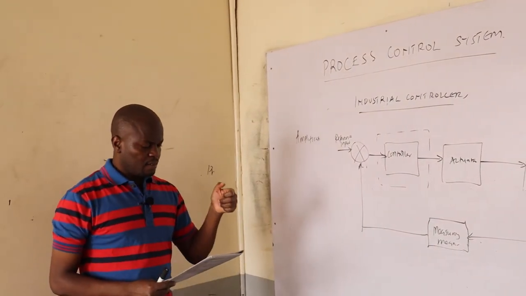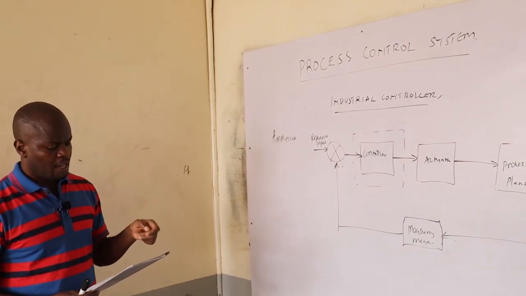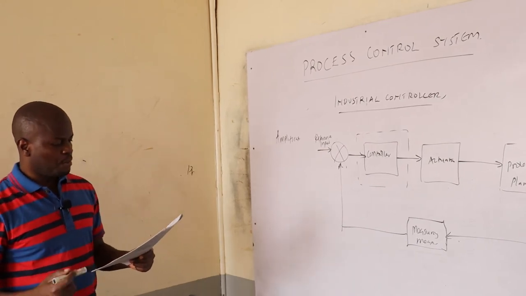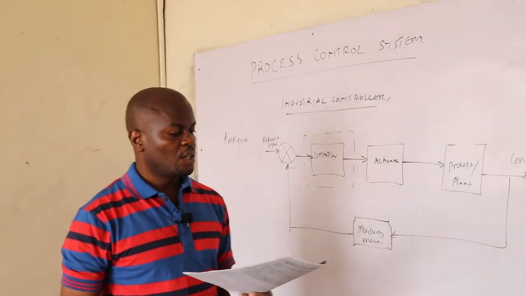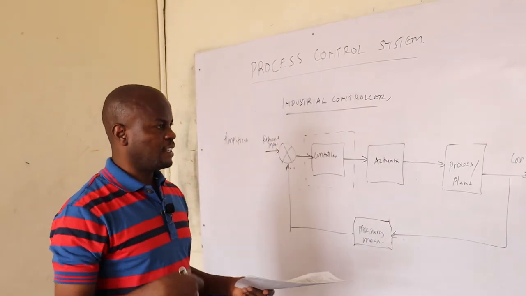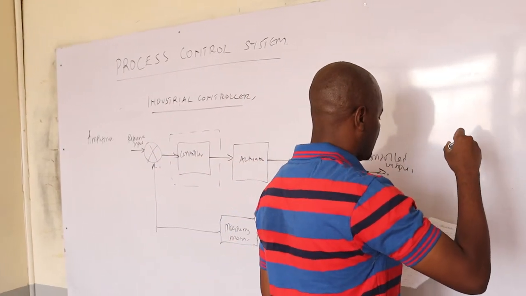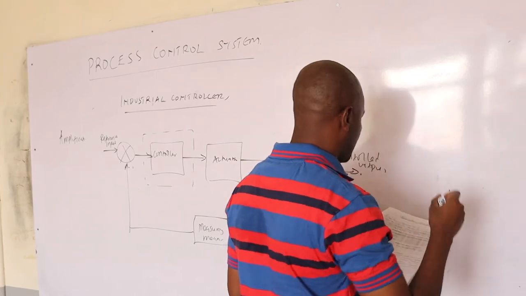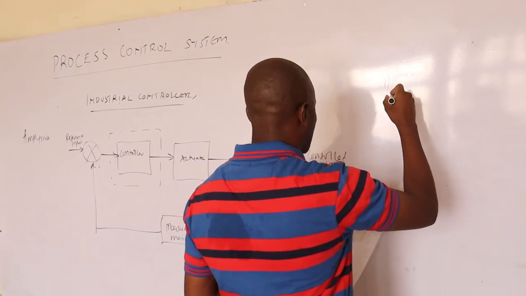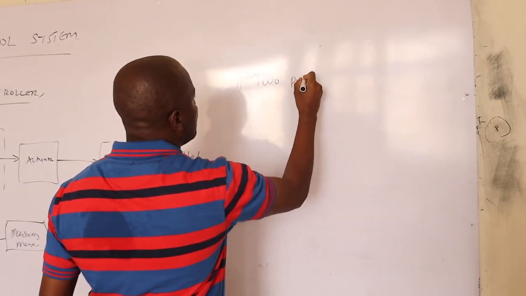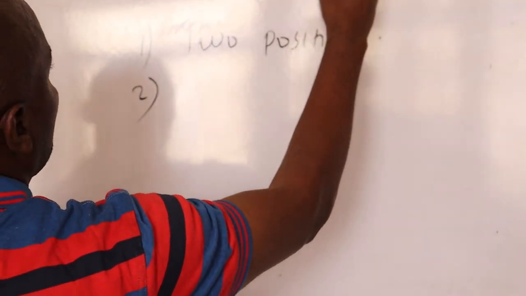The different control actions are what is usually referred to as the modes of control, and this leads us to the common modes of control that are always in use. In this case, we are going to make reference to five modes of control, and later on we'll talk about the several combinations of all this, checking the advantages and disadvantages of each, or where each and every one is applicable. So the first one is the two position, which is the simplest, two position control.